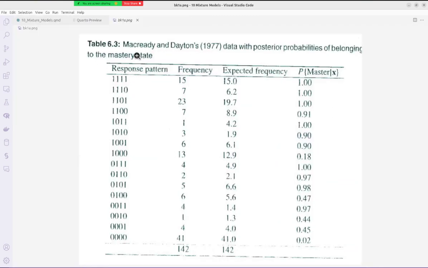This paper was from 1977 by a couple of professors who used to work at the University of Maryland, George McCready and Chan Dayton. They had a 4-item assessment, like a math test, I believe. They collected 142 observations, and this is the count of different observations. With 4 binary items, there are 2 to the 4th power, or 16, different response patterns. So here are the 16 response patterns, and here's the number of students they observed with each response pattern. Here, 41 students didn't answer any question correctly. That was the most frequent response pattern. With me so far?